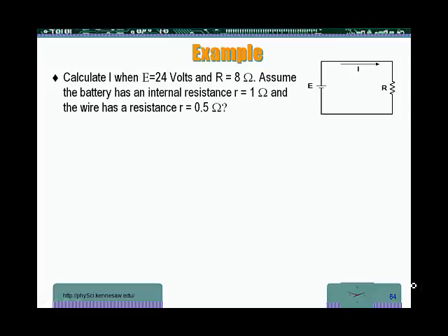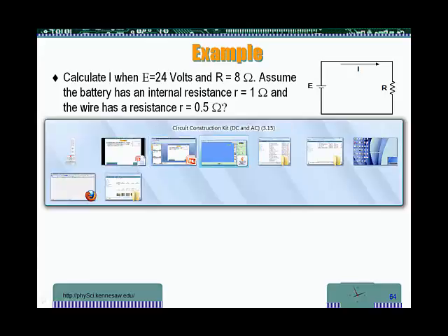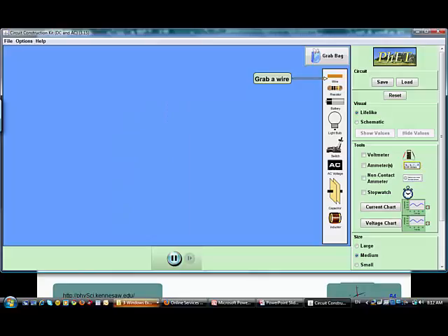To show the principle behind the circuit that we just worked, I'm going to run a simulation. Okay, so here is the simulation interface. It is from PhET, the PhET project. You can find this by going to phet.colorado.edu, look at their simulations, and look for the circuit construction simulation, DC and AC. That's what I'm using. So again, it is from phet.colorado.edu.